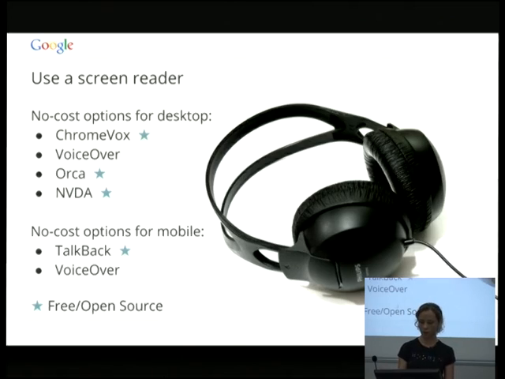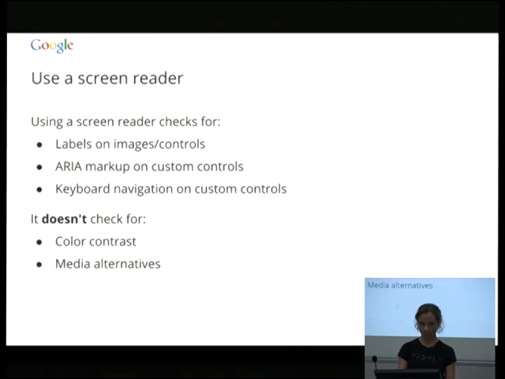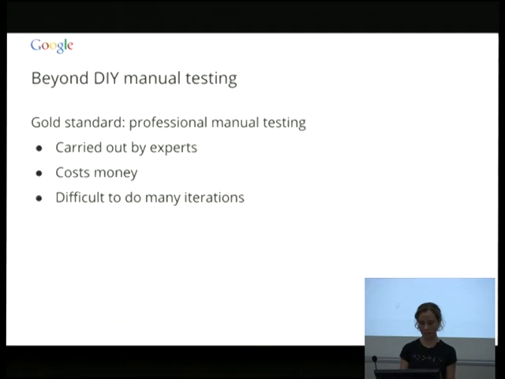But yeah, ChromeVox, Orca, and NVDA are all free and open source for desktop, and TalkBack is free and open source for Android phones. That will help you find if you're missing labels on images and controls, if you're missing ARIA markup, or you've got bad ARIA markup, or if your keyboard navigation isn't working. It doesn't check, again, for color contrast or media alternatives. Plus, it's really slow, and it's a very high noise way to check for accessibility problems.